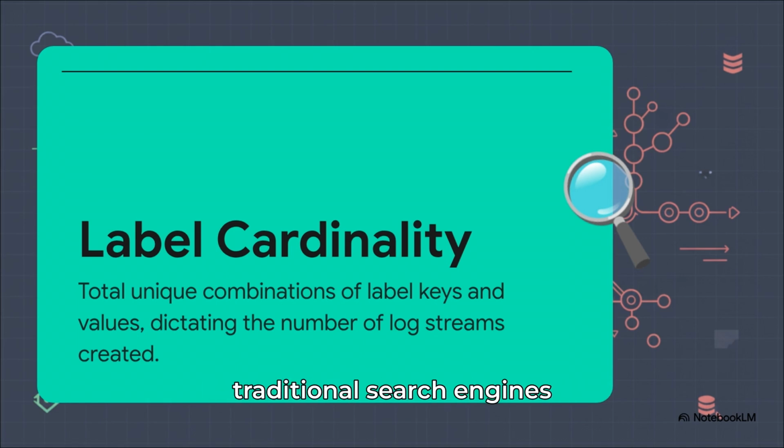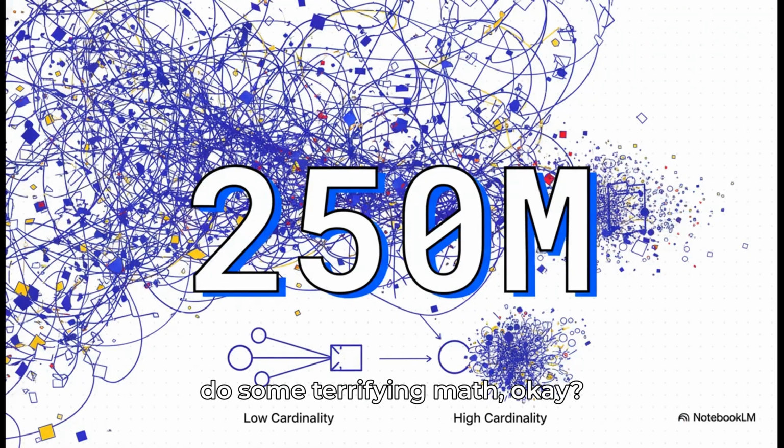Unlike traditional search engines that index the entire text of a massive log file, Loki doesn't do that. It only indexes the metadata. The actual log data, that's just compressed and stored away in cheap object storage. Because of this architecture, the sheer volume of your unique label combinations becomes the ultimate governor of whether your system flies or crashes.